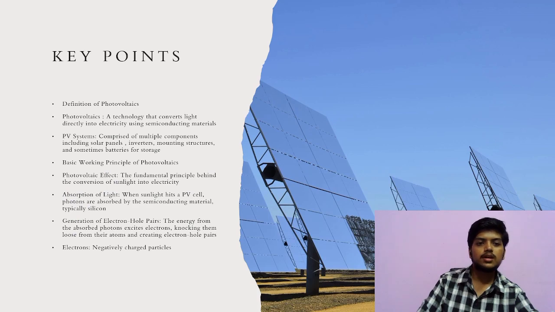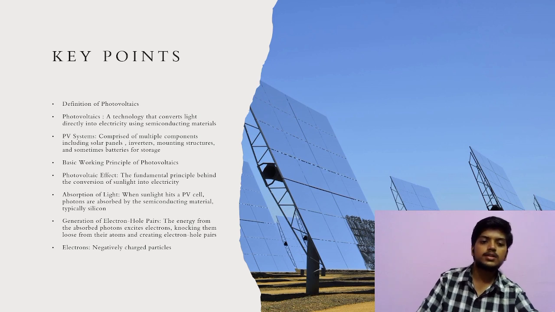Photovoltaics is technology that converts light directly into electricity using semiconducting materials. A PV system comprises multiple components including solar panels, inverters, mounting structures, and sometimes batteries for storage. The photovoltaic effect is the fundamental principle behind the conversion of sunlight into electricity.